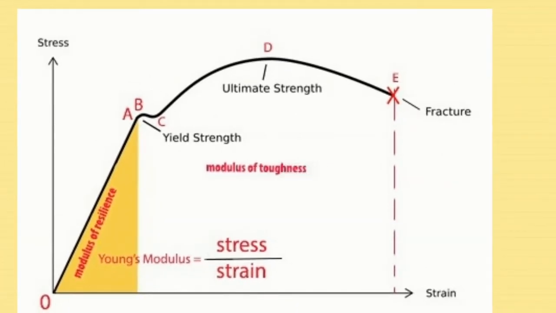Then you'll see this curve where it starts flattening out, and then it gets to this high point here. This is the ultimate strength. And then after it passes that, we see this decline, and then the material will break. This is where we see a fracture.